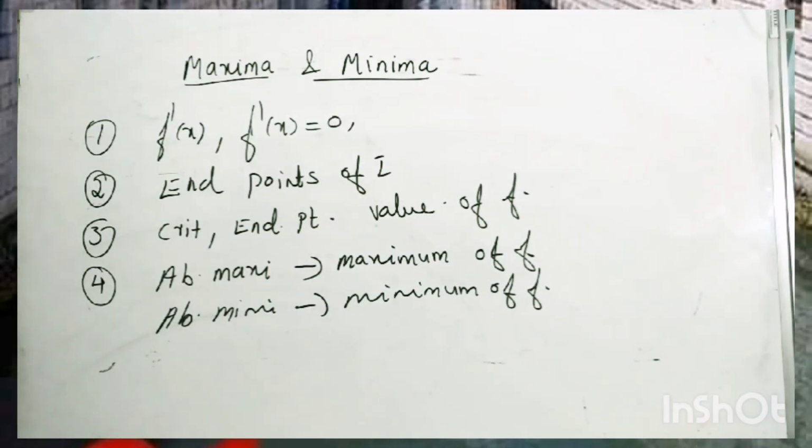So if you want to find the absolute maximum and absolute minimum value of your function in a closed interval I, first, take the derivative f dash of x and equate it to 0. Then you will get the values of x. Those are our critical points. The second step, we take the endpoints of our interval. Third step, we find the value of f at these critical points and endpoints. And the fourth step, take the maximum of f, which is our absolute maximum, and take the minimum of f, which is our absolute minimum.